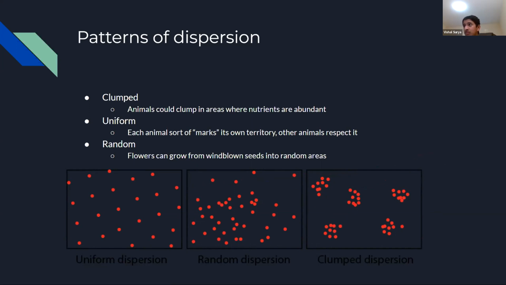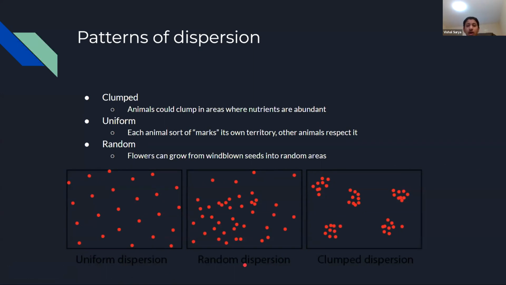Okay, so dispersion: we have uniform, clumped, and random. Uniform means the individuals are arranged like points on a grid. This can be shown by territoriality: I'm marking my territory, don't come near here. So other organisms just stay away, and they have a mutual territoriality and aggression towards each other. They don't invade each other's territory.